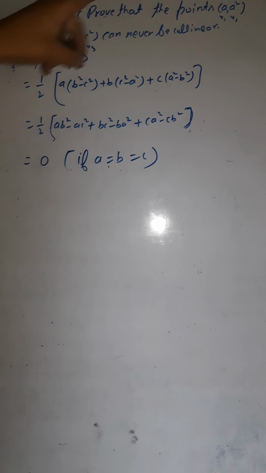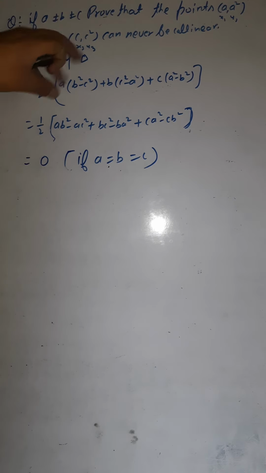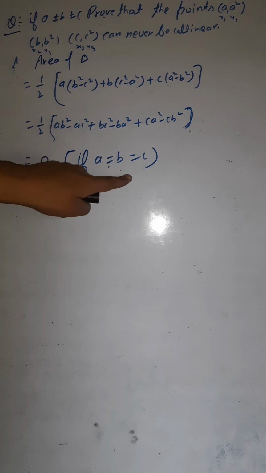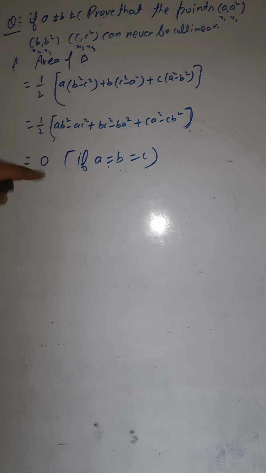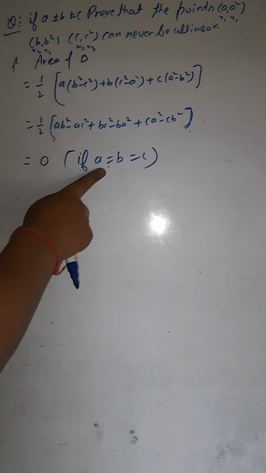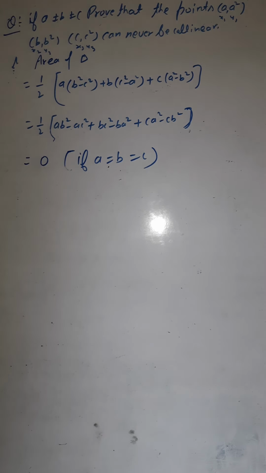If a, b, c are not equal, a is not equal to b and b is not equal to c, then you can say these 3 points can never be collinear. Can these points be collinear? No, because a, b, c are not equal here. If they are not equal, then this complete expression would not become 0. Then the area would not be coming out to be 0. Then you can say yes, these points are not collinear. If this condition is satisfied, then you can say yes, these points are collinear.